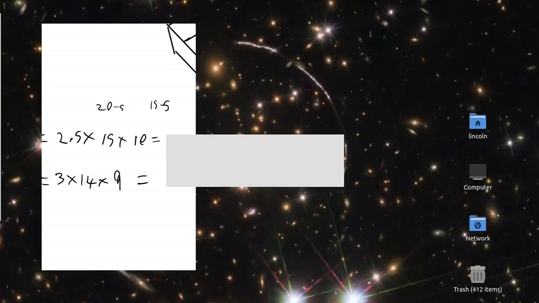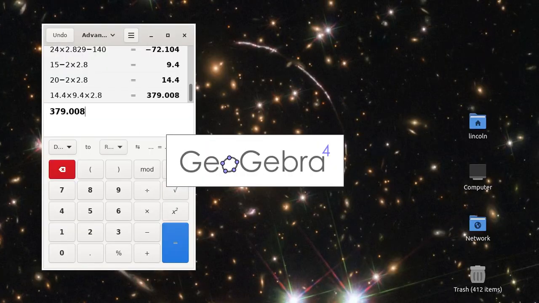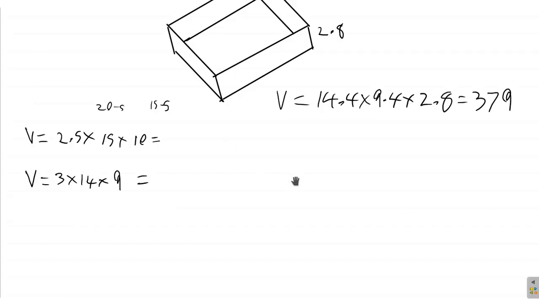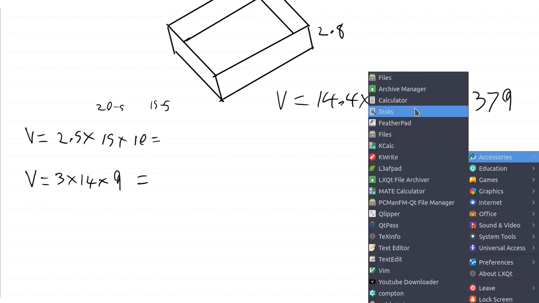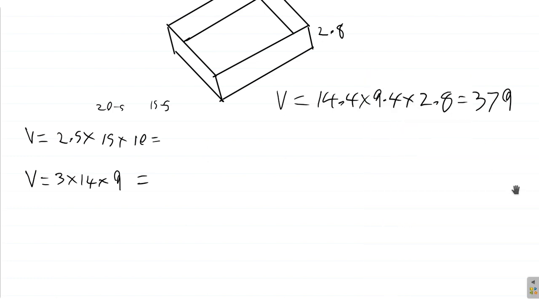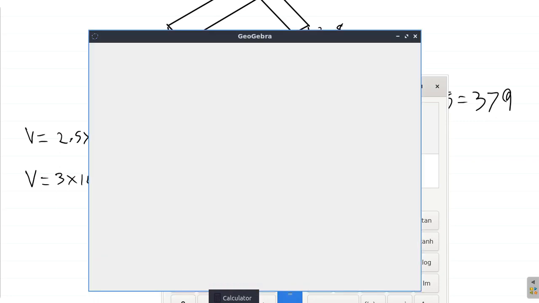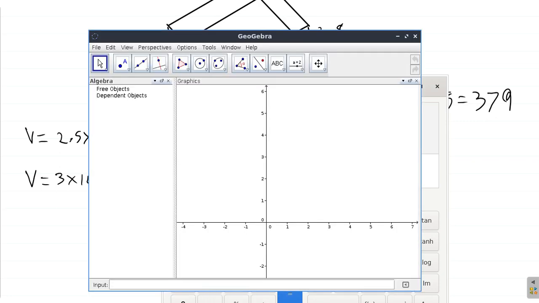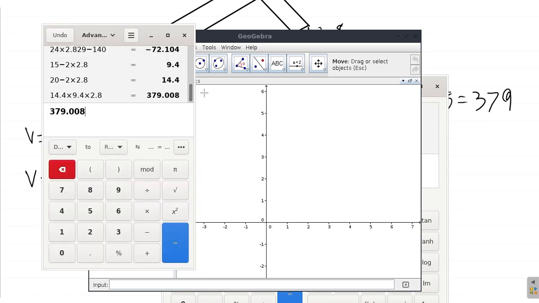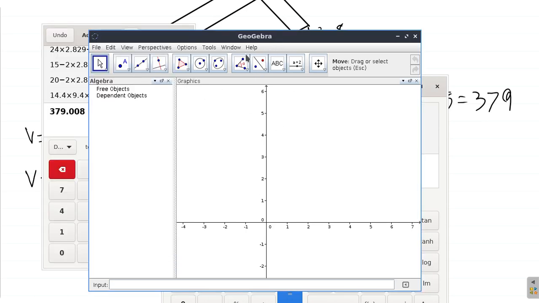Let me just check if GeoGebra had opened. It's opening. My gosh, it hasn't finished opening yet. Anyway, calculator. Waiting. All right, our calculator is here. Oh, GeoGebra had finally opened. All right, I'll soon come to it.